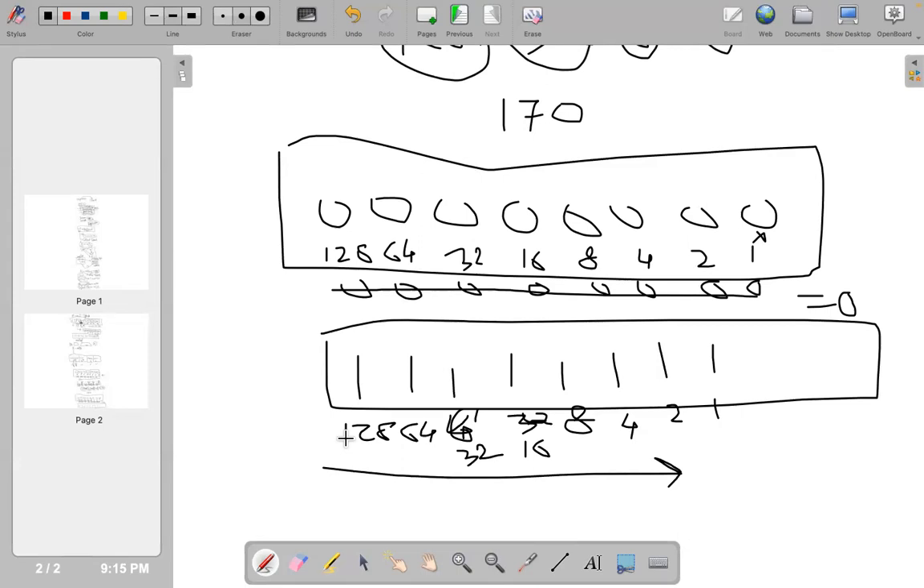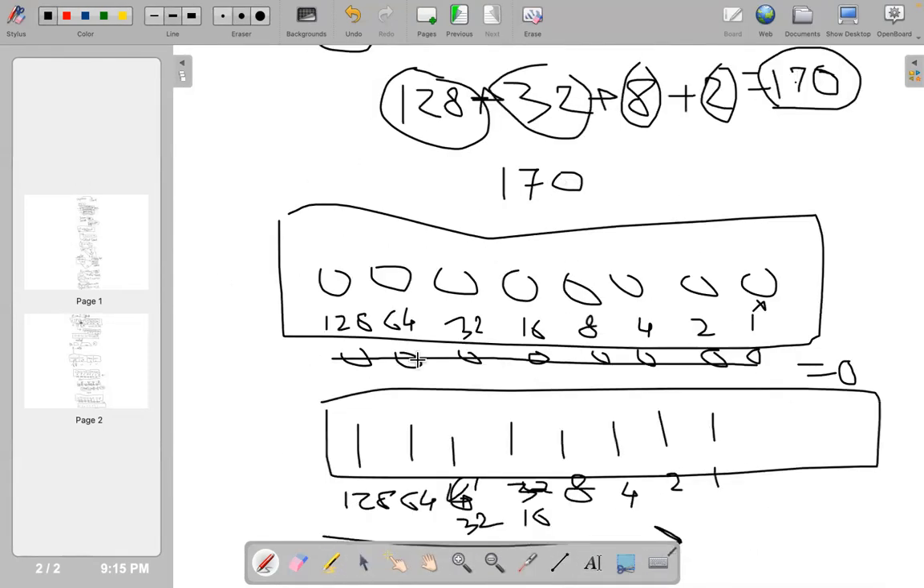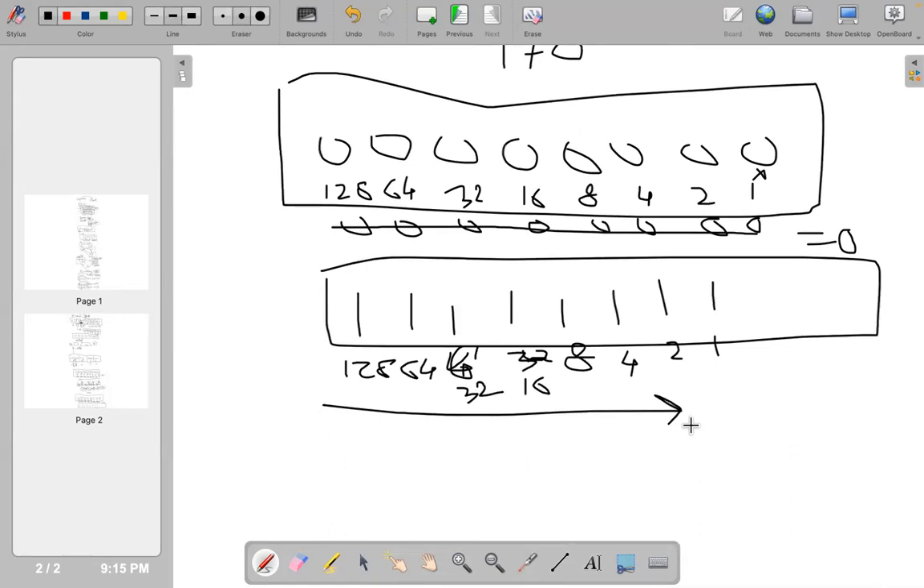Previously, that was 170, but that was 10101010, right? Now it is all ones. Oh, okay, sir. So you add all: 128 plus 64 plus 32 plus 16 plus 8 plus 4 plus 2 plus 1. 255, sir. Correct. Yes, sir.